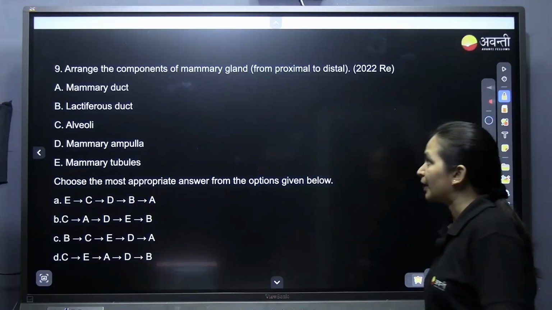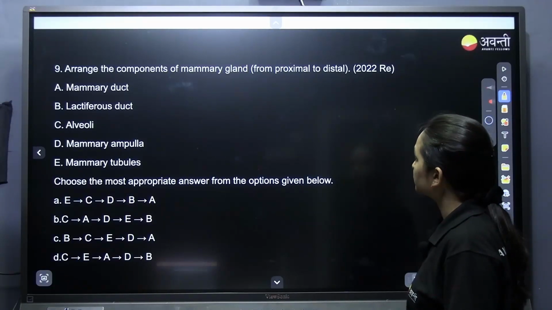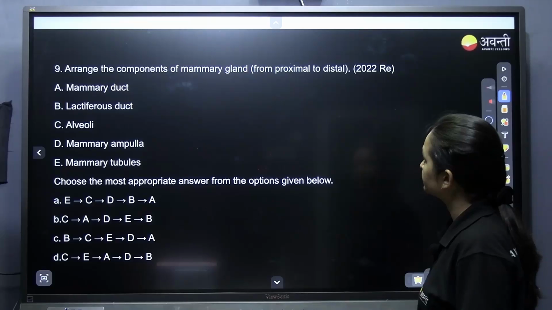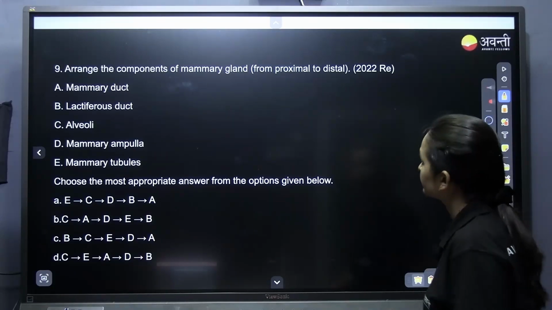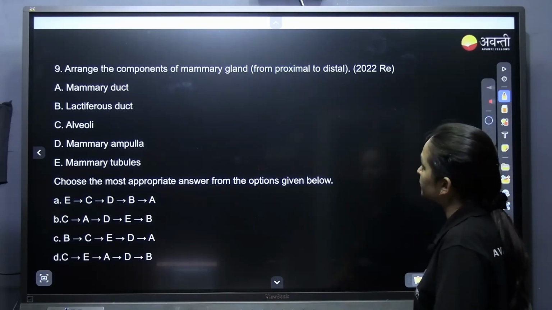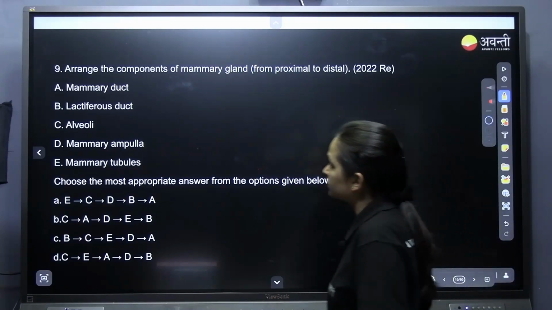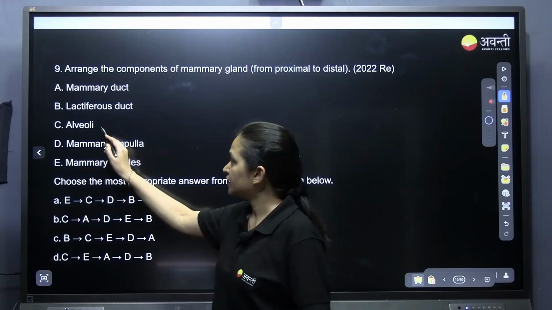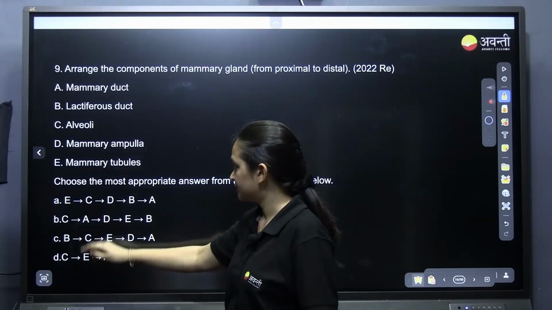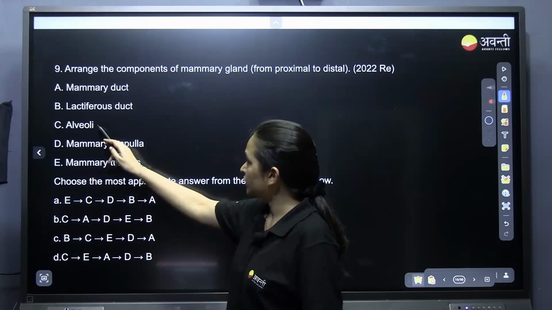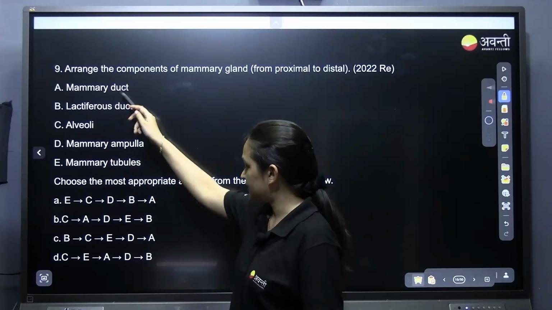Arrange the components of mammary gland from proximal to distal. From proximal to distal, which means from the alveolus. Yes. Alveoli, C. Alveoli, it's into mammary duct, CA.